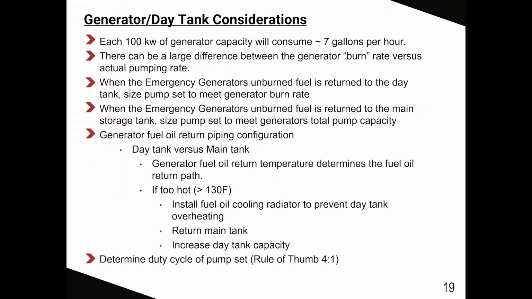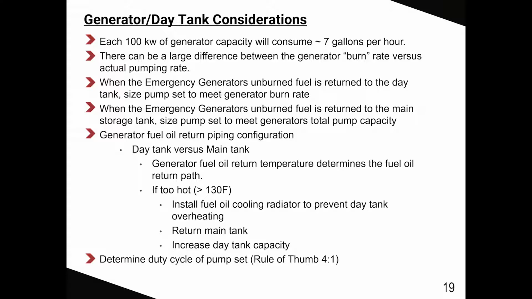Day tank piping considerations. System design is determined by either generator consumption or pump flow rate. Similar to boilers, there could be a large difference between the generator burn rate versus actual pumping rate. A good rule of thumb is each 100 kW of generator capacity will consume 7 gallons per hour.